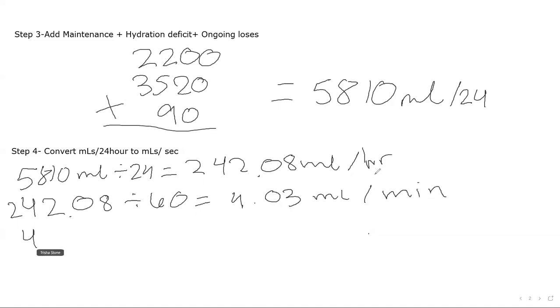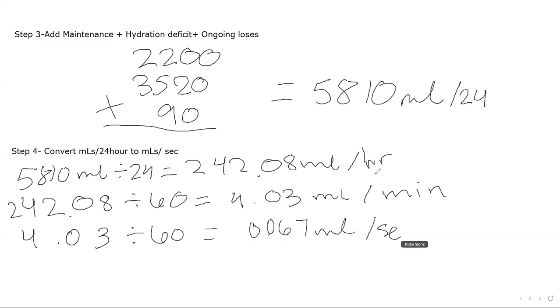So we'll take that 4.03, and there are 60 seconds in a minute. So again, we're going to divide that by 60. And this is going to equal 0.067 mil per second.